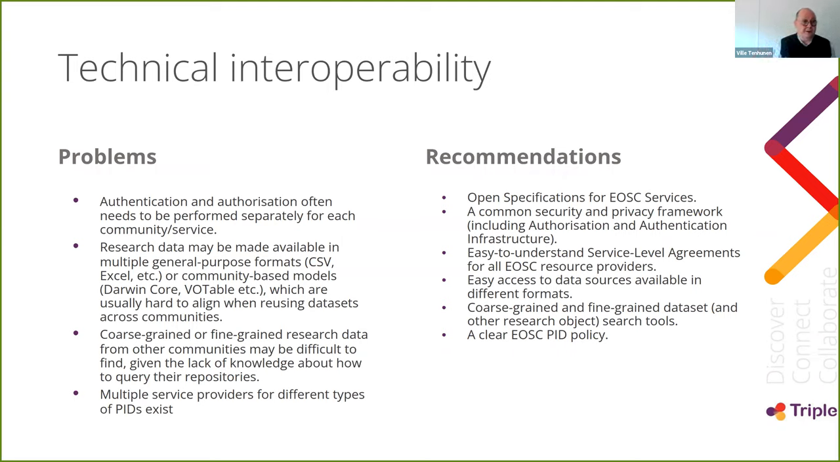Problems and needs found in the technical interoperability layer are, for example, authentication and authorization, which need to be performed separately for each community and service. This we know from everyday life: when we have different services, we have to sign in to those services with different credentials, and we have to remember a number of different passwords and so on. They depend on the community or on the service. This is also a data security issue, if we analyze that a little bit further.